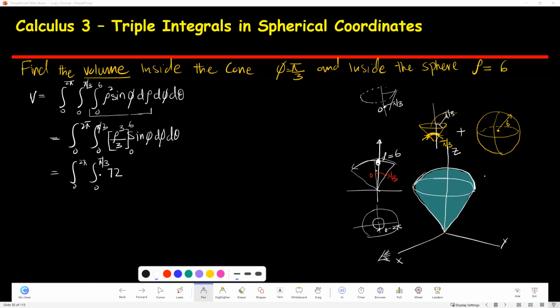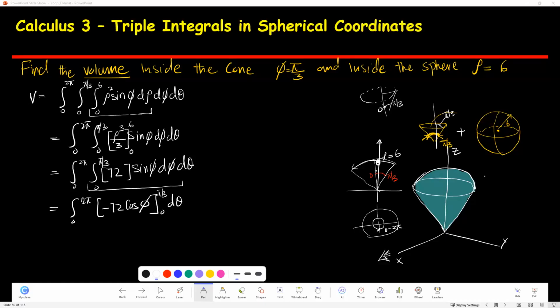So 72 sine phi d phi d theta. Let's take the second integral, which now includes the sine, and it's going to be minus 72 cos phi, and the limit is 0 to pi over 3, d theta.